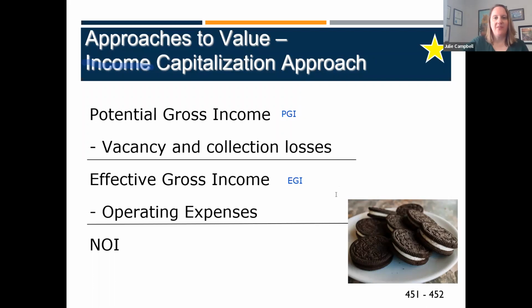Now we get to use a T-bar. The net operating income is part of the value of the property when looking at our capitalization rate. For your exam, it'll give you one or the other. It's either going to give you value and ask you for cap rate, or it's going to give you the capitalization rate and ask you for value. It's not going to give you the net operating income. It's going to give you the information you need to find the net operating income.